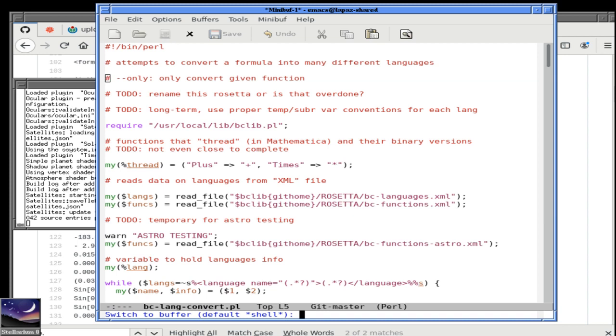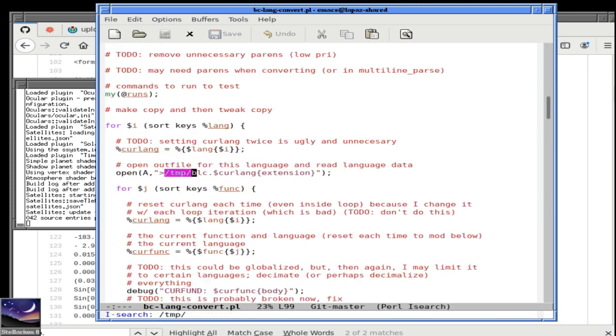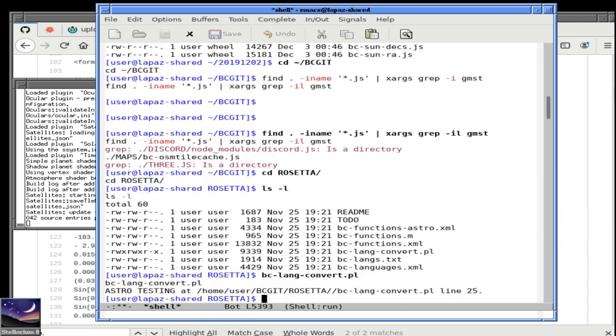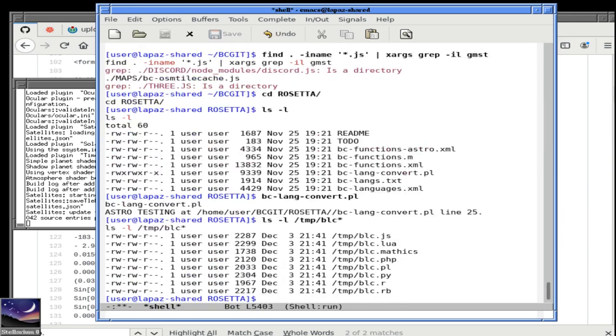So if it's actually worked, it writes to temp blc dot the language's extension, which I seriously doubt has worked, but let's find out. And, well, it is December 3rd at 2141 if you are in the Greenwich time zone.